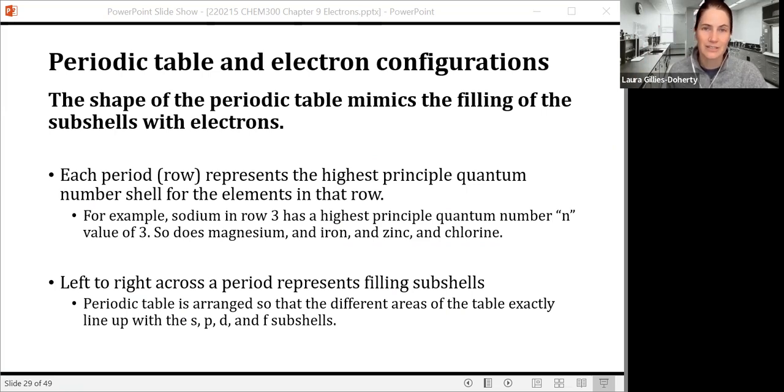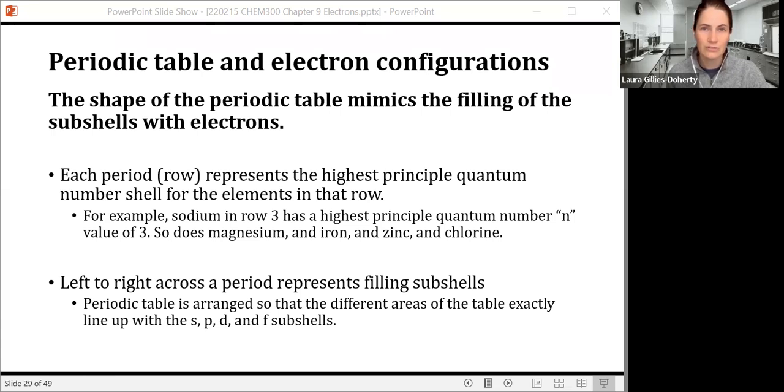So the shape of the periodic table mimics the filling of the subshells with electrons. Each row, which we call a period on the periodic table, represents the highest principal quantum number shell for the elements in that row. So all of the elements in row 3 of the periodic table, the one that starts with sodium, the highest principal quantum number for that row is 3. That's the row number. So they're going to have electrons in 3s and 3p orbitals. All of the elements in that row have the same highest principal quantum number. So sodium's highest principal quantum number is 3, but so is magnesium's, iron's, zinc's, and chlorine's, all the way across that row.